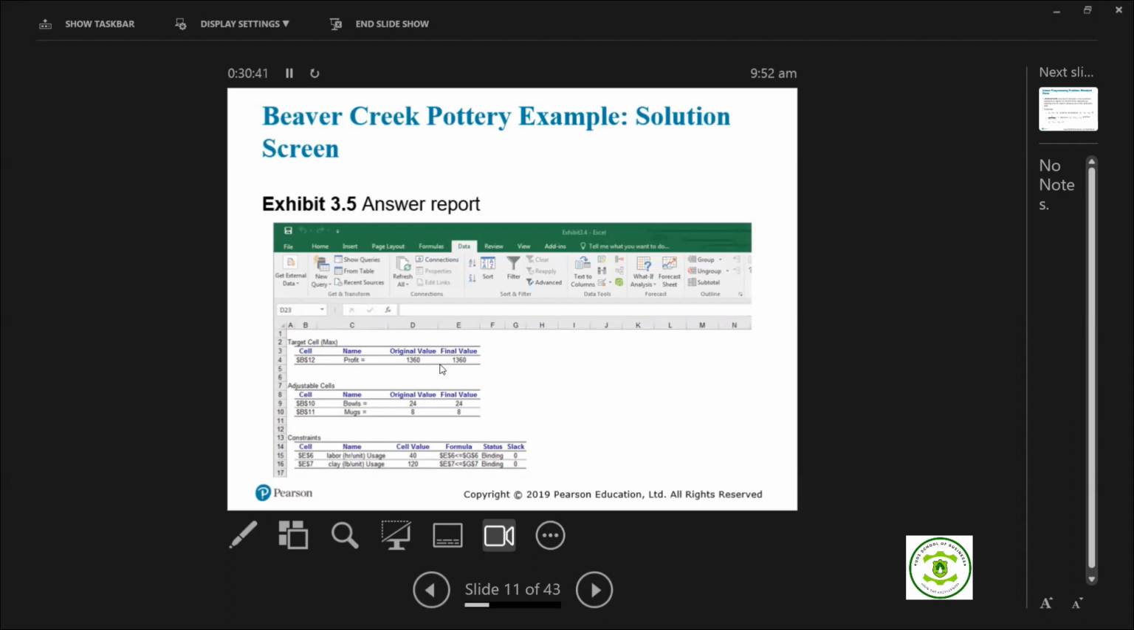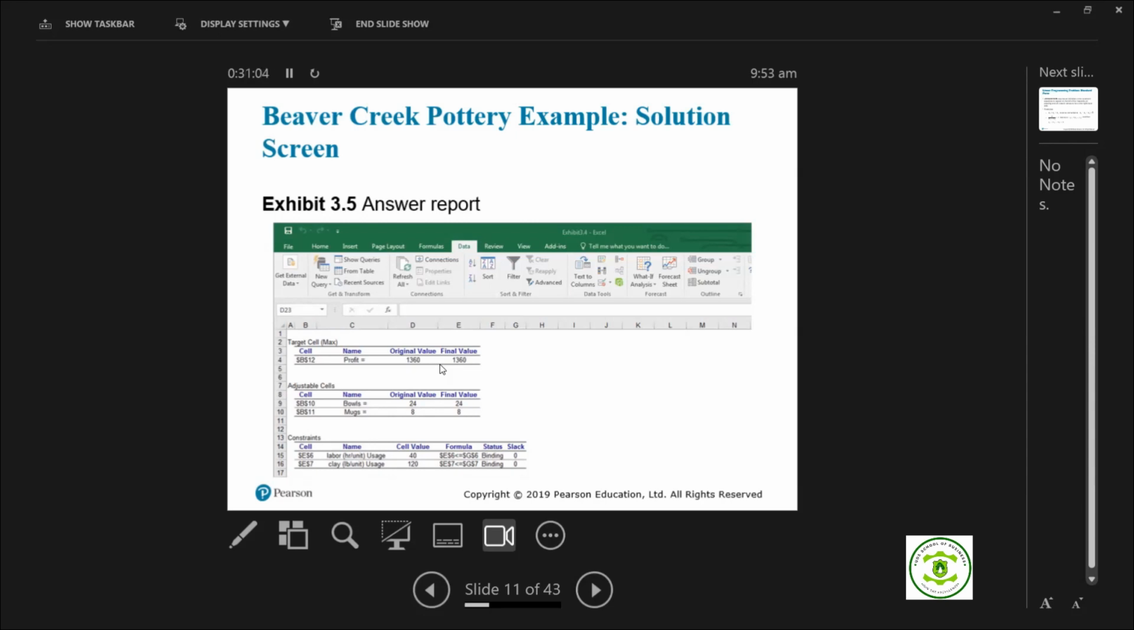So it means that the maximum profit is 1,360. Okay. So you can interpret this. Once I give you output like this, be able to interpret it. Then we have adjustable cells. This is a second output.